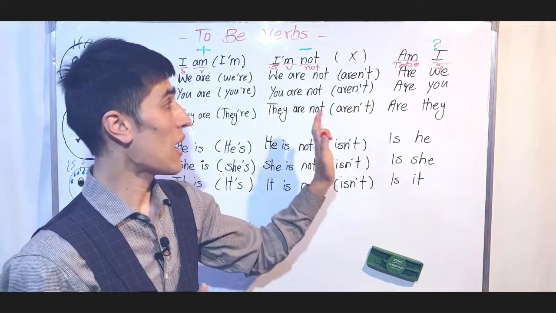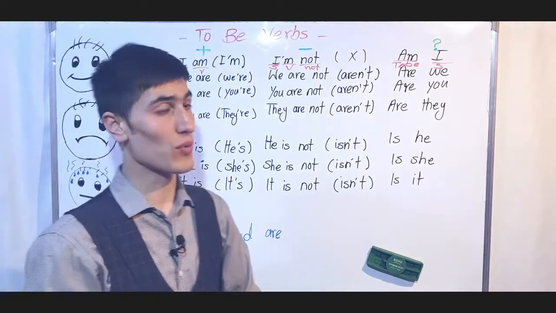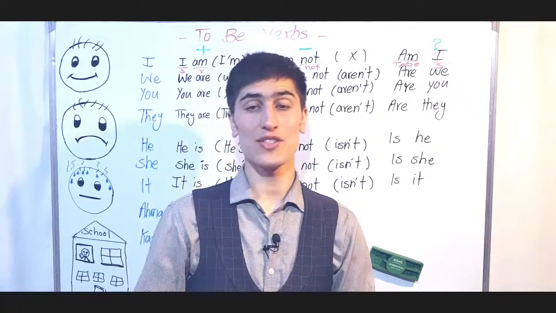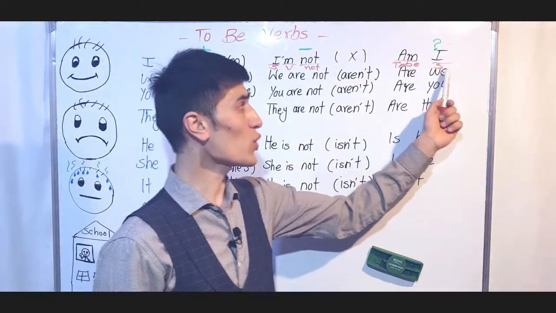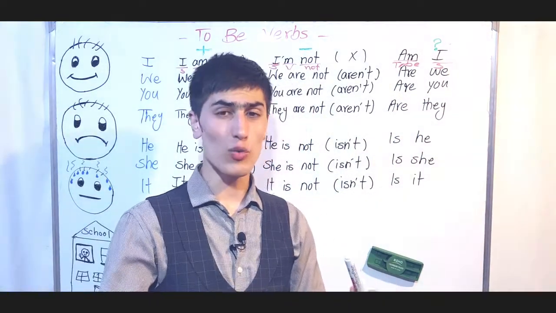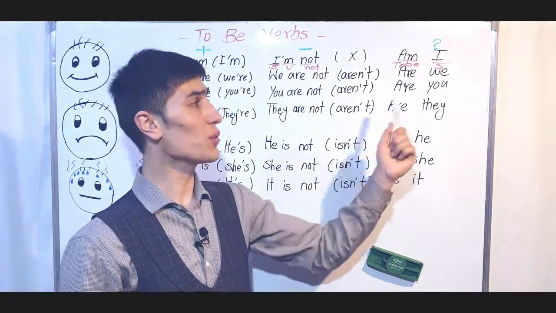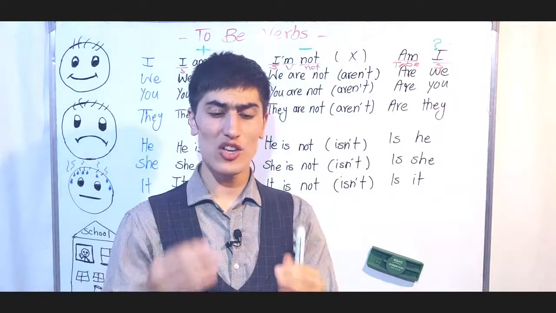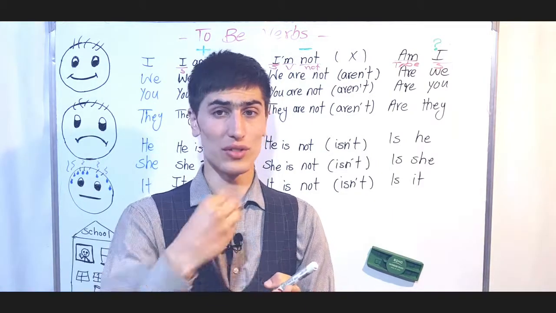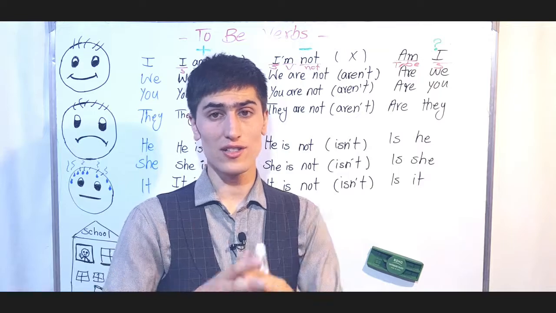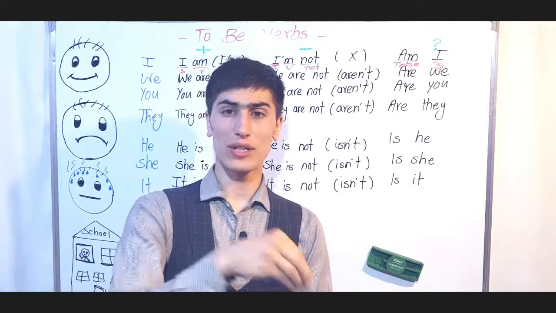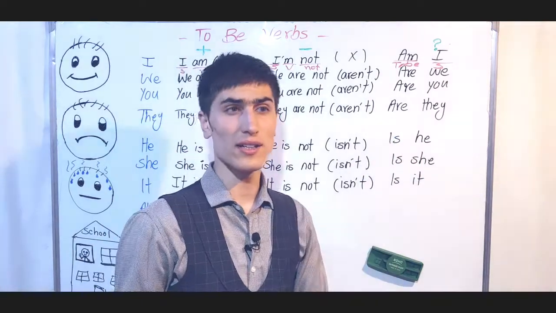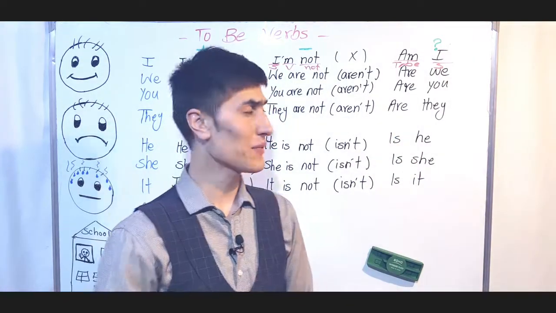So with I we use am and we use it before the subject, so it will be like am I. Am I? Are we? Are you? Are they? We just add a complement after the subject and that's it. The sentence is completed, like this. Are they students? Good.